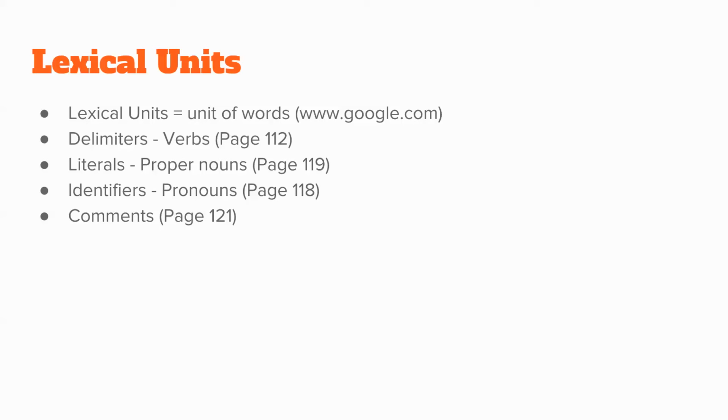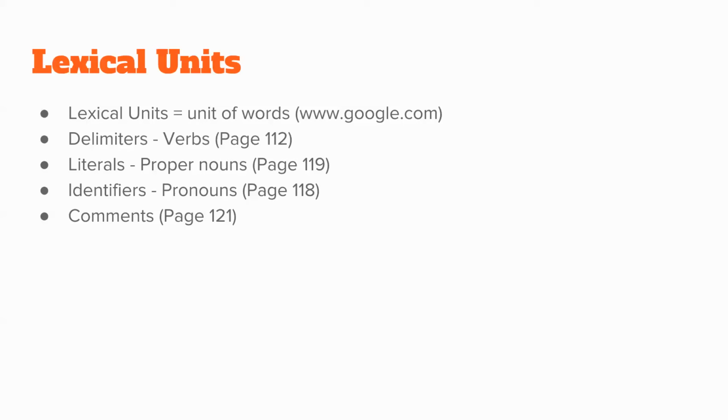You have delimiters, which in my opinion are basically like your verbs for your sentence. You have literals, which would be your proper nouns, identifiers, which would be your pronouns, and then your comments. I always think of the song Conjunction Junction when I was researching this week, and basically you're taking all of these different lexical units and creating a sentence in PLSQL.